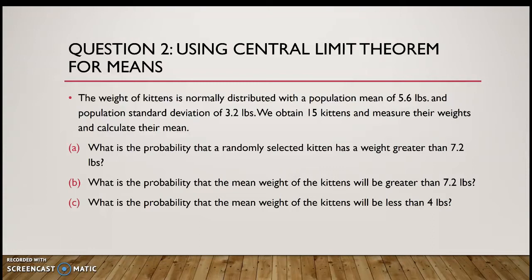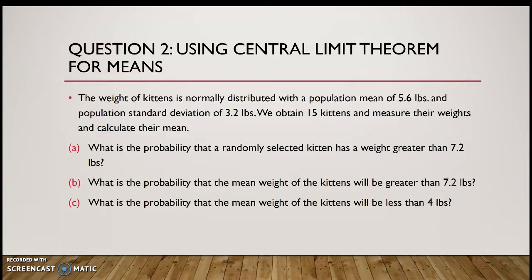Now let's look at part A and figure out what they're asking. It says, what is the probability that a randomly selected kitten has a weight greater than 7.2 pounds? Is there anywhere in there that says mean weight? Well, no, it just says a randomly selected kitten has a weight greater than 7.2.